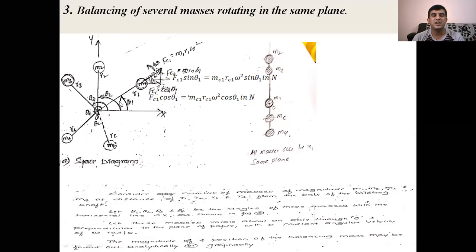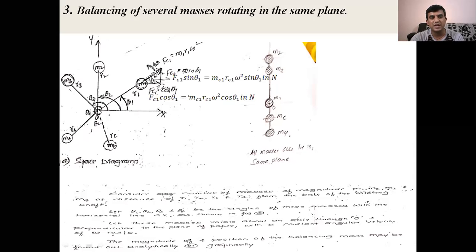Even on a bicycle or motorcycle, or if you take a car wheel, what about the bolts and nuts located in the rim of the car? All the bolts are located in the same plane only. Those are examples of balancing of several masses rotating in the same plane. Here we consider several masses rotating in the same plane. How do you locate them?